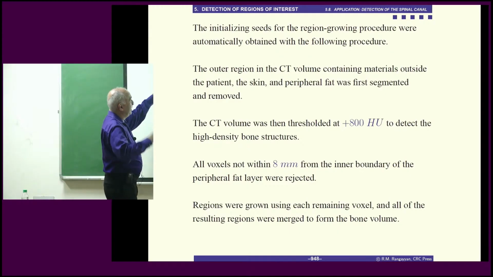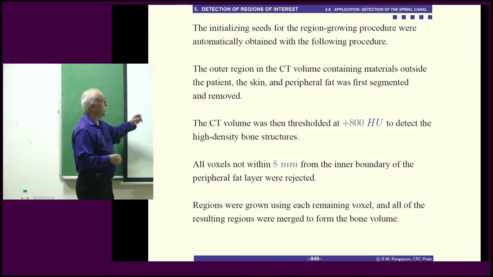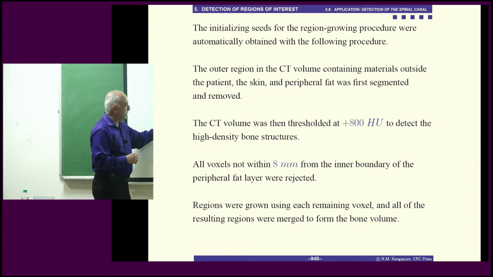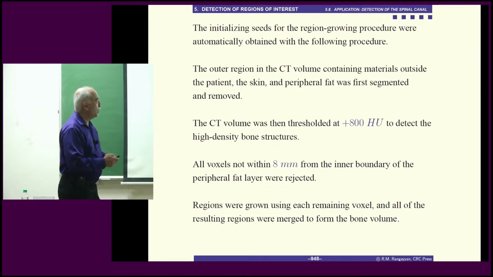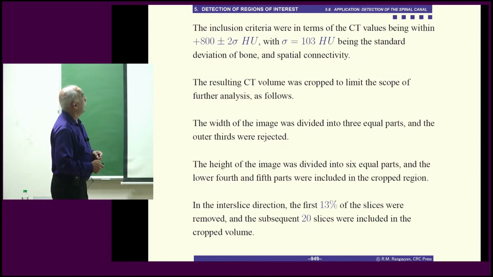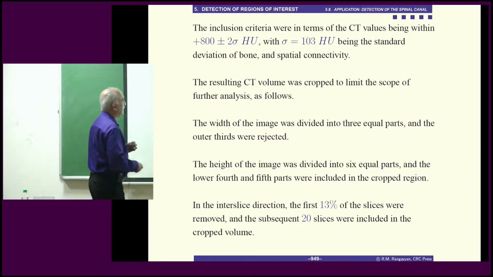The CT volume was then thresholded at 800 Hounsfield units to detect the high density bone structures. All boxes not within 8 millimeters from the inner boundary of the peripheral fat layer were rejected. Then regions were grown using each remaining voxel, and we got the bone volume. For the bone, it was 800 plus minus 2 sigma, with sigma being 103 Hounsfield units. And then we cropped that to limit the scope of further analysis.